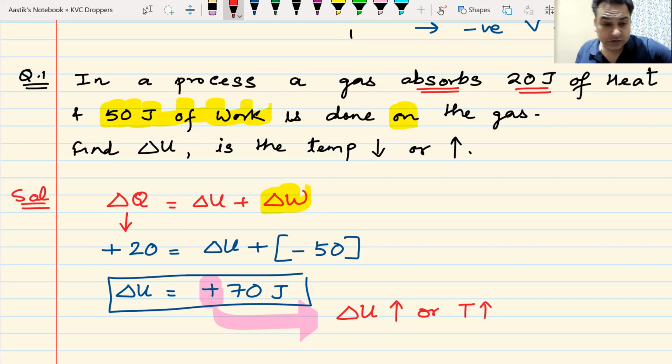Okay. So that was about the first law of thermodynamics, and we will be doing a lot of questions on this because this entire chapter is about the first law of thermodynamics. Let us move ahead in this class and move on to the next thing. And the next thing is this. We have not done this, but we will do it today.